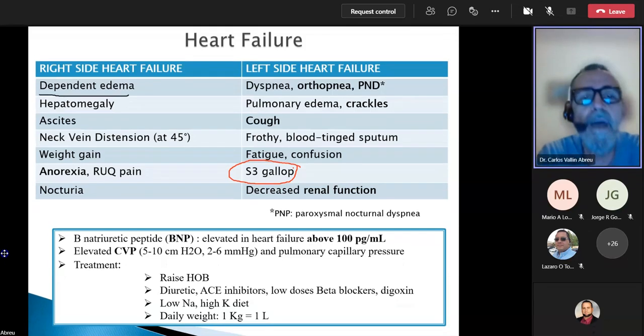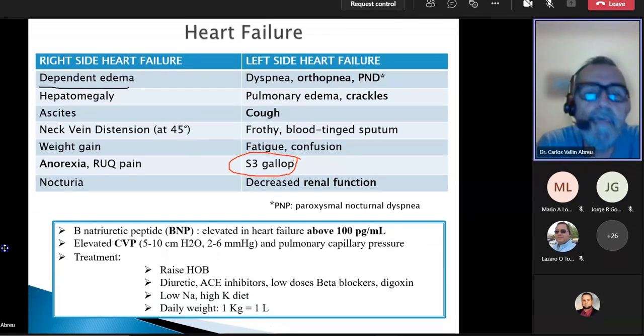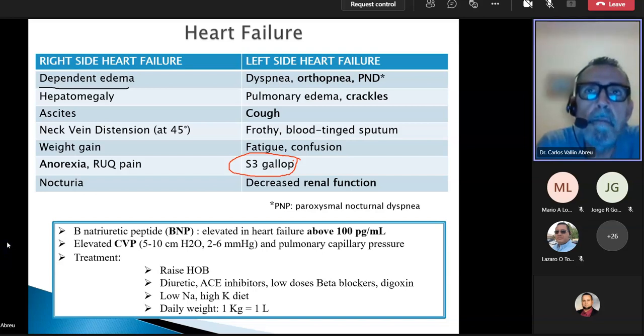Dealing with old people. When you have an old person with an S3, it's in heart failure, period. One of the few questions that you can have in English is the sound questions, where you need to take the device and hear an S3. Remember that normally the heart has two sounds, S1 and S2.